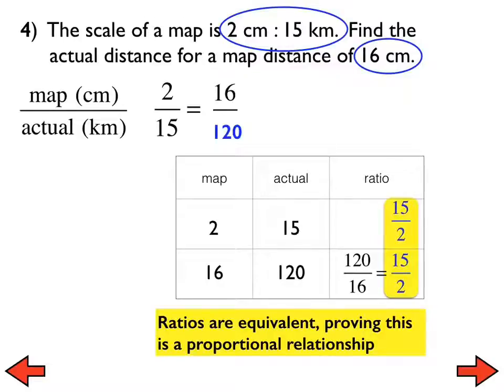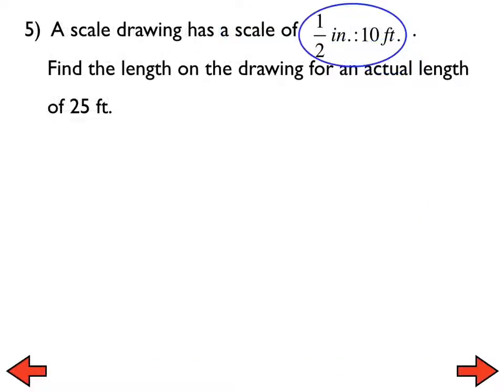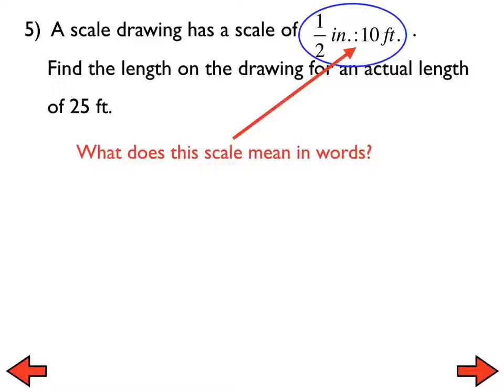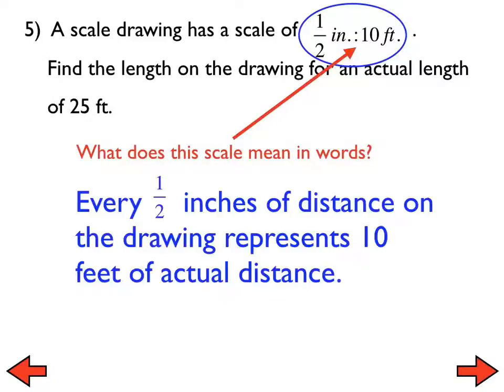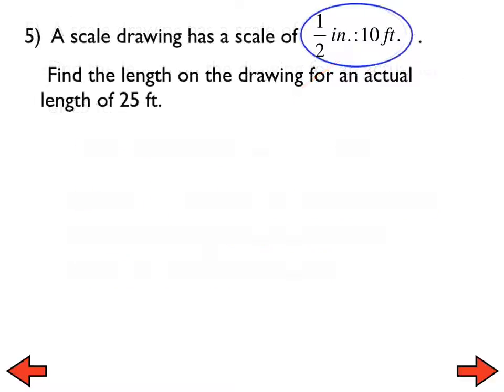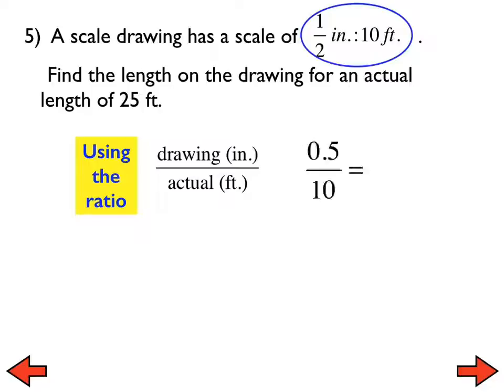All right, I saw most of you got number 4 right. Let's talk about number 5. Here is my scale. There is a fraction involved. Now, if that bothers you, you're free to use decimals. Half is 0.5, so this will be every half an inch represents 10 feet of actual distance. So our ratio looks like, I'm going to use decimals, 0.5 over 10 equals 25 feet.